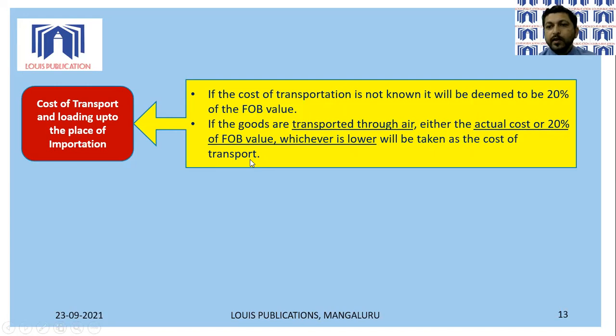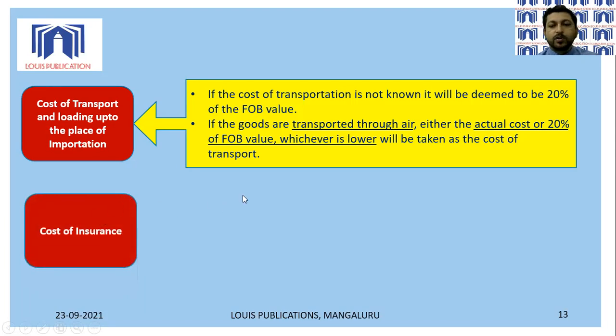So let's understand. If it is foreign trade, imports either through roadways or railways or waterways, let's be very clear. If the transportation cost is given, we take that value. If it is not given, we simply take 20% of the FOB value. Now, if the goods are transported through air, when actual cost is given, we are going to compare the actual cost with 20% of FOB value, and among the two, whichever is lower. This comparison has to be done compulsorily, and the lower of the two values will be taken as the cost of transport. I hope this point is clear.